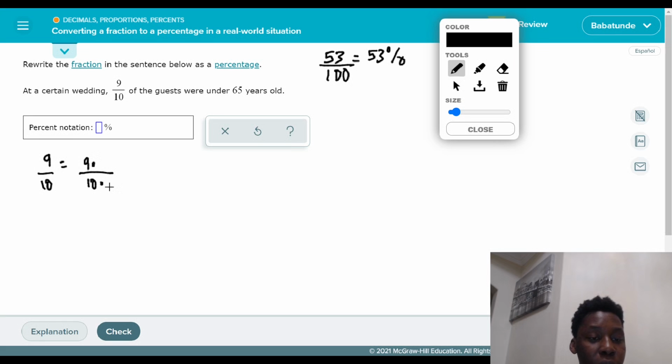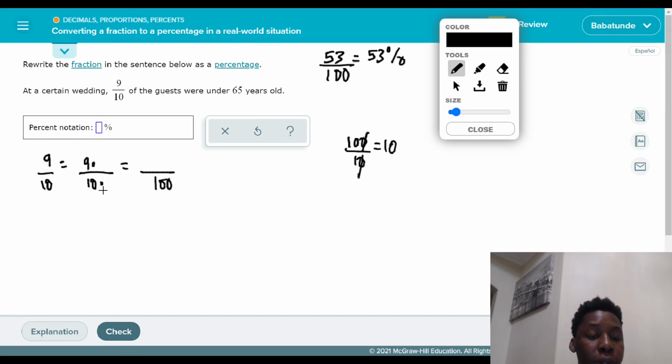Whatever I multiply at the bottom, I have to multiply at the top also, right? We can't just multiply at the bottom and leave the top. So we ask ourselves, what number can I multiply at the bottom that will make this bottom 100? We need a number that when we multiply by 10 will give us 100. We can find that by dividing 100 by 10, because 100 divided by 10 equals 10, right?